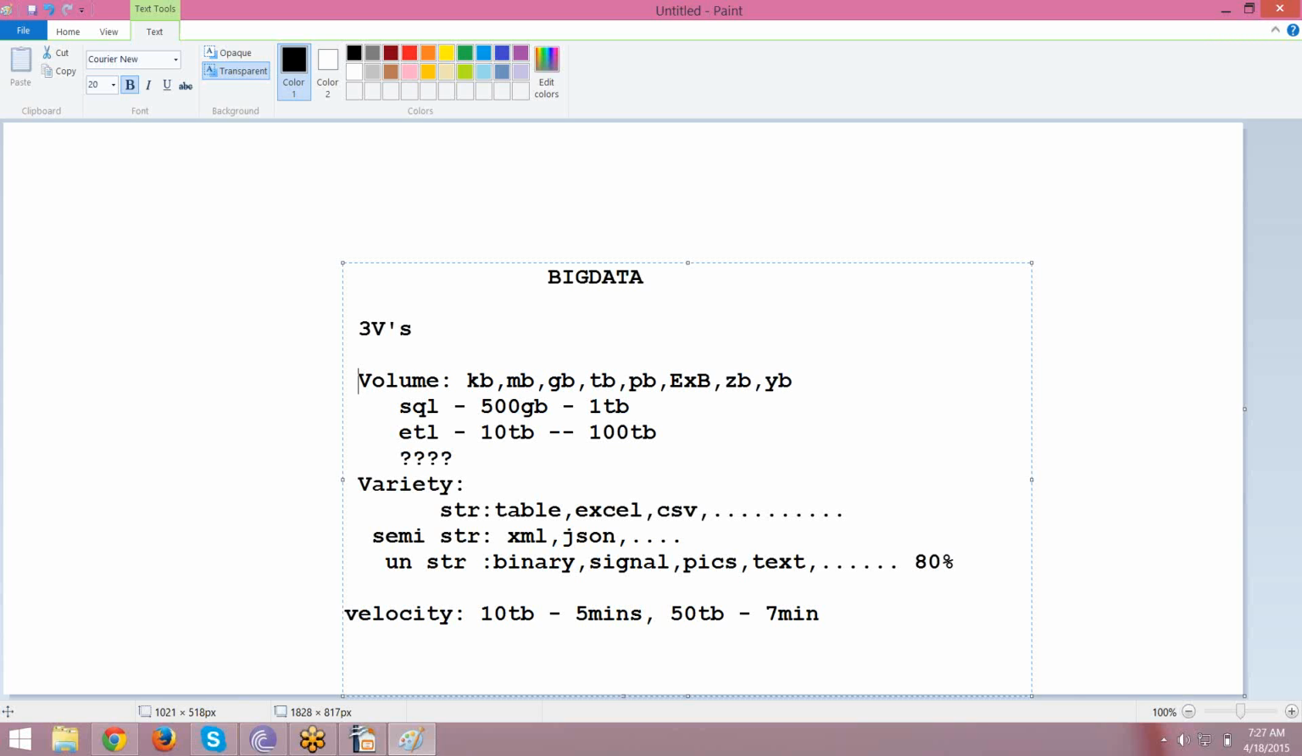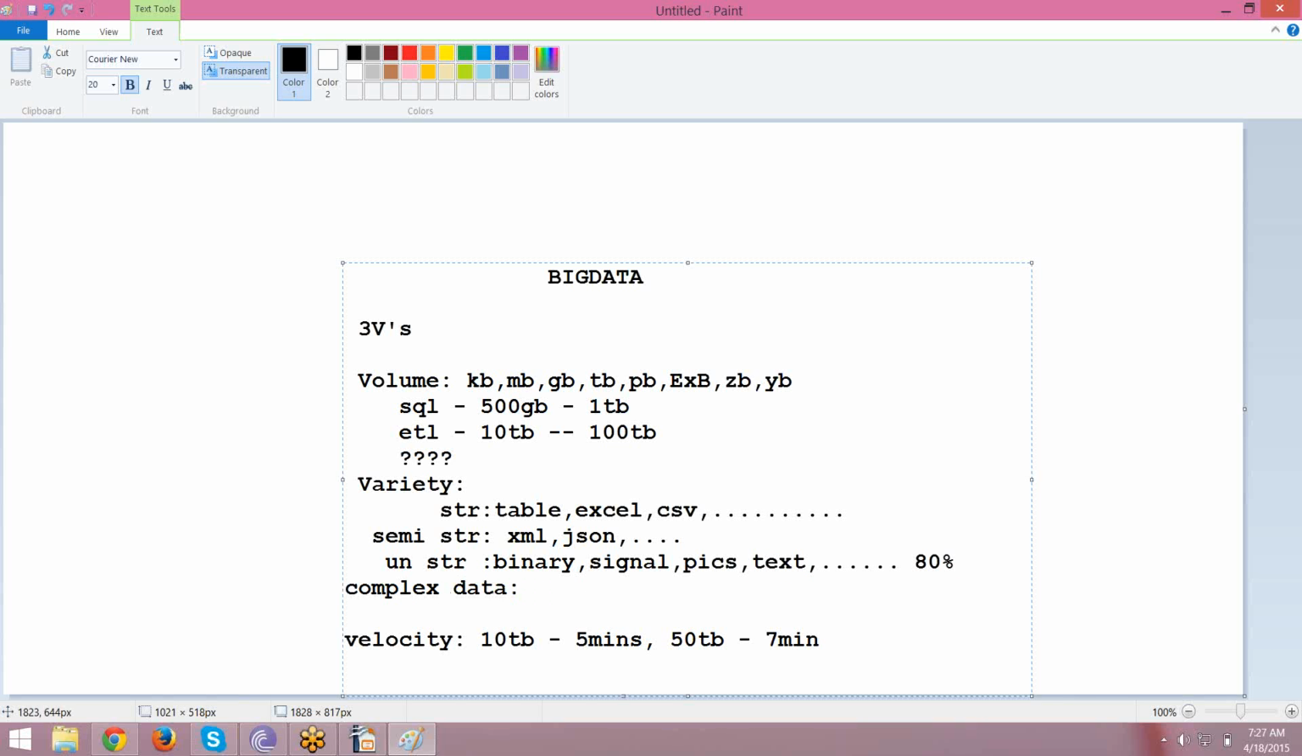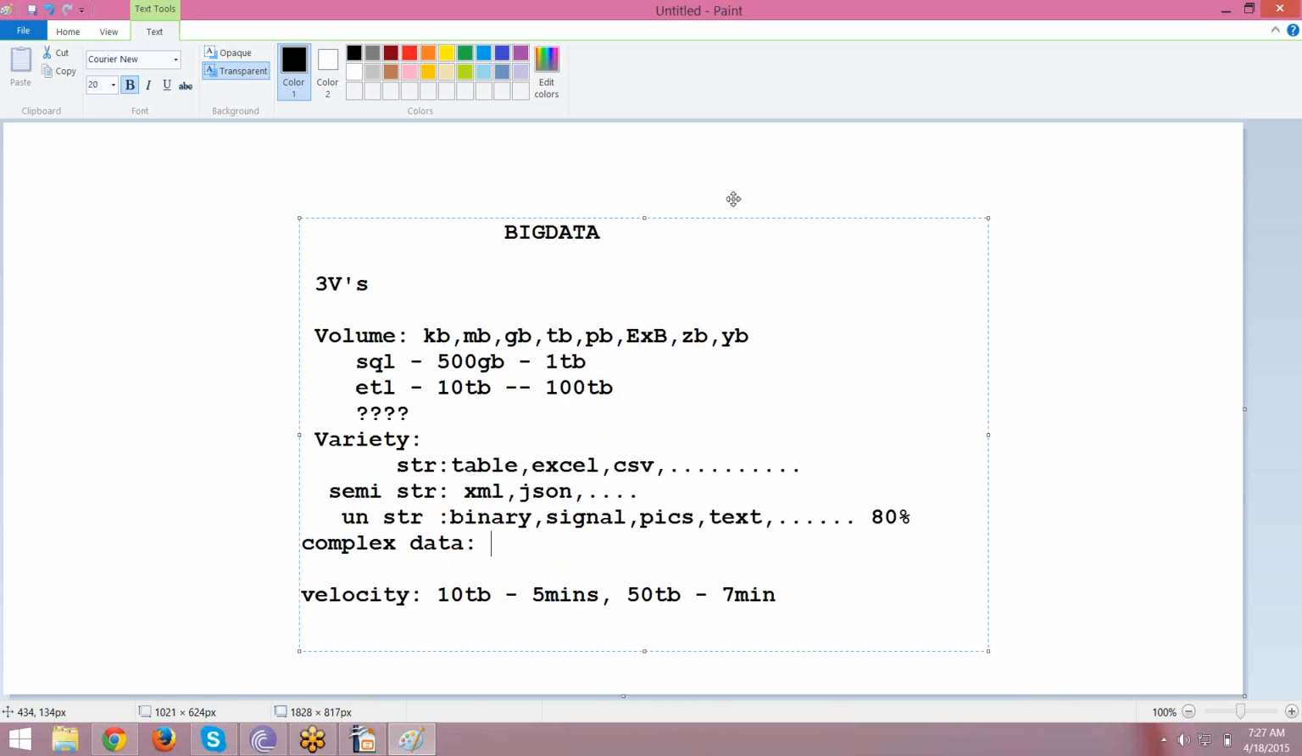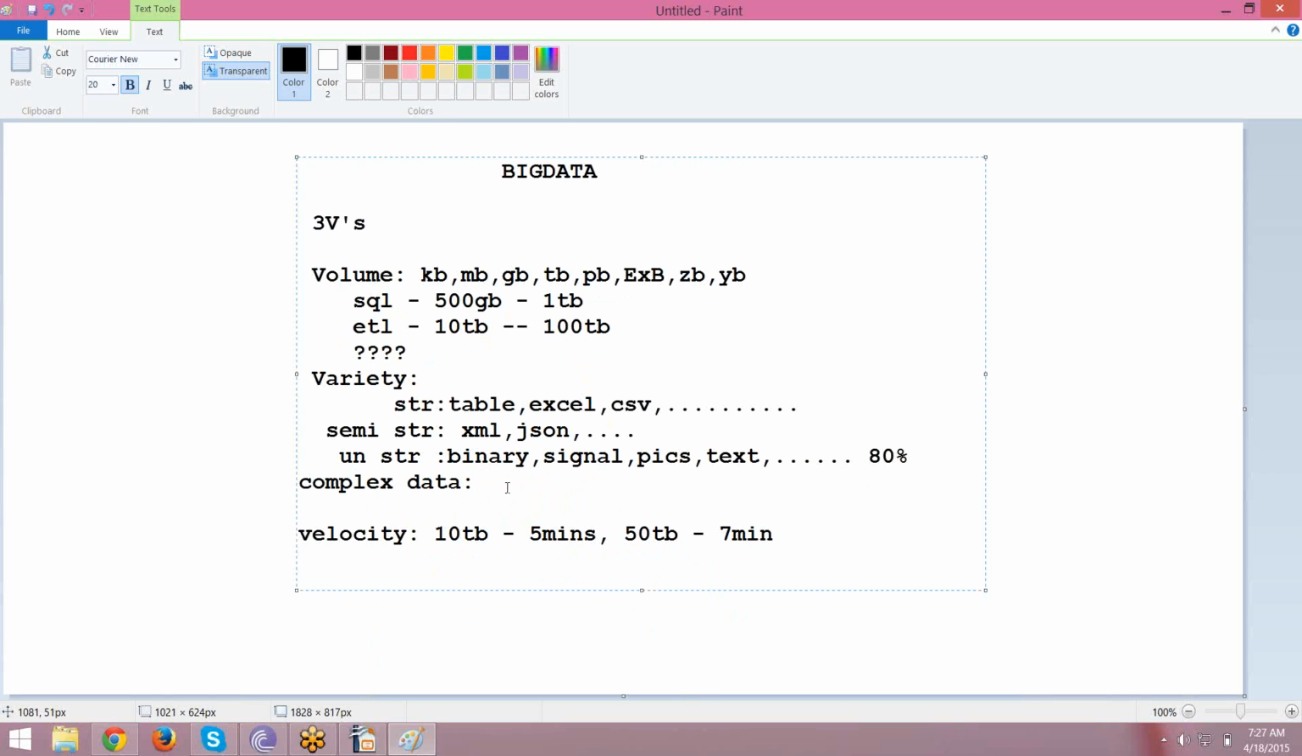Got it as of now, or anything? Yeah. Okay. In unstructured data, right now we are facing a lot of complex data. Do you have any idea what complex data is? Logs, like you said, right? Logs are unstructured data, but they may not be complex. The complex data comes into the picture when we are doing analytics, analyzing the data.